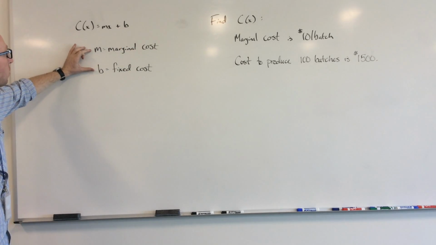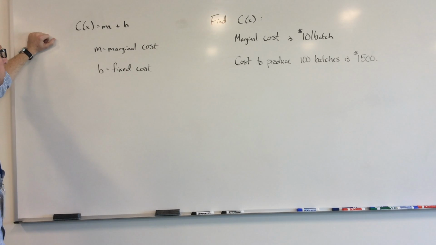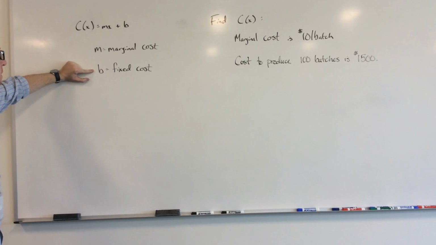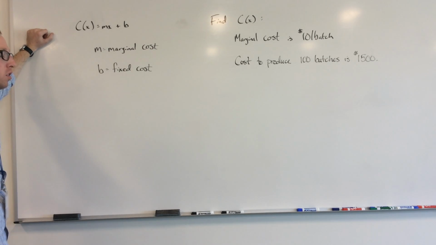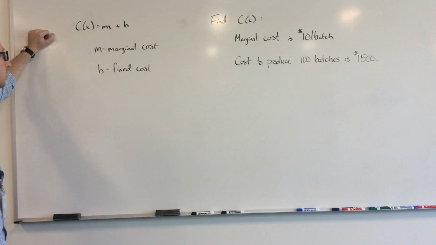Two different variables. M is the marginal cost. Marginal cost is the cost to produce each additional item, one more item. Cost per item, essentially. B is fixed cost. These fixed costs do not change. They are always the same for a given business, no matter the number of units produced. Fixed costs might be things like rent, taxes, utility bills. Marginal costs might be things like if you're a baker, your ingredients, things like that.